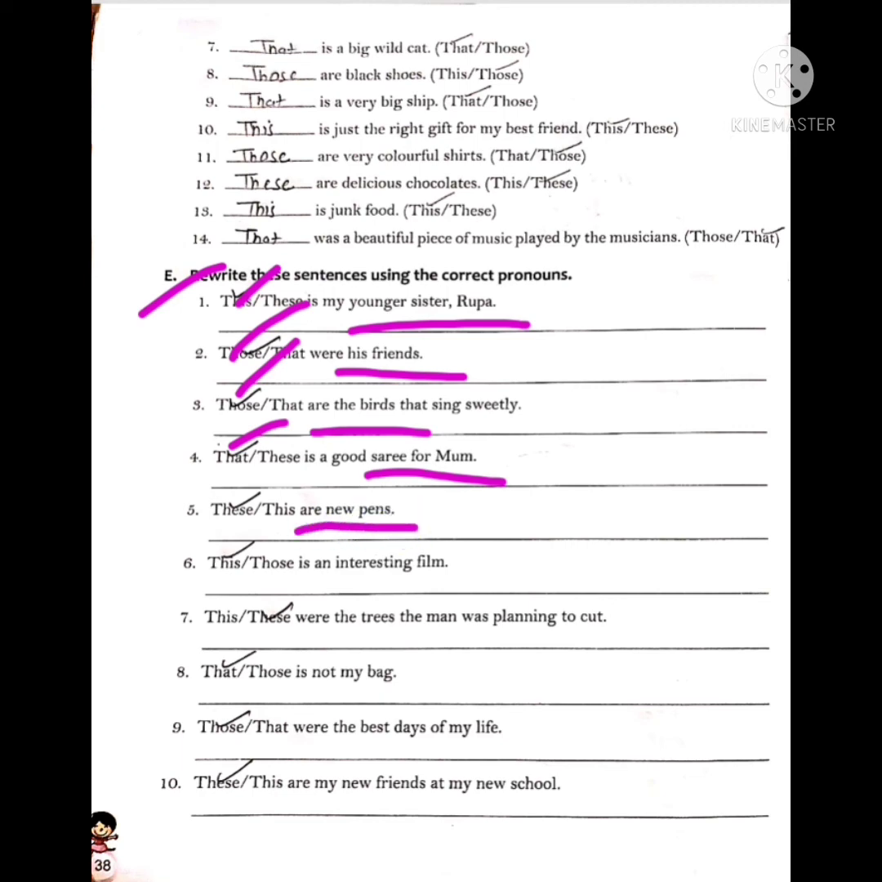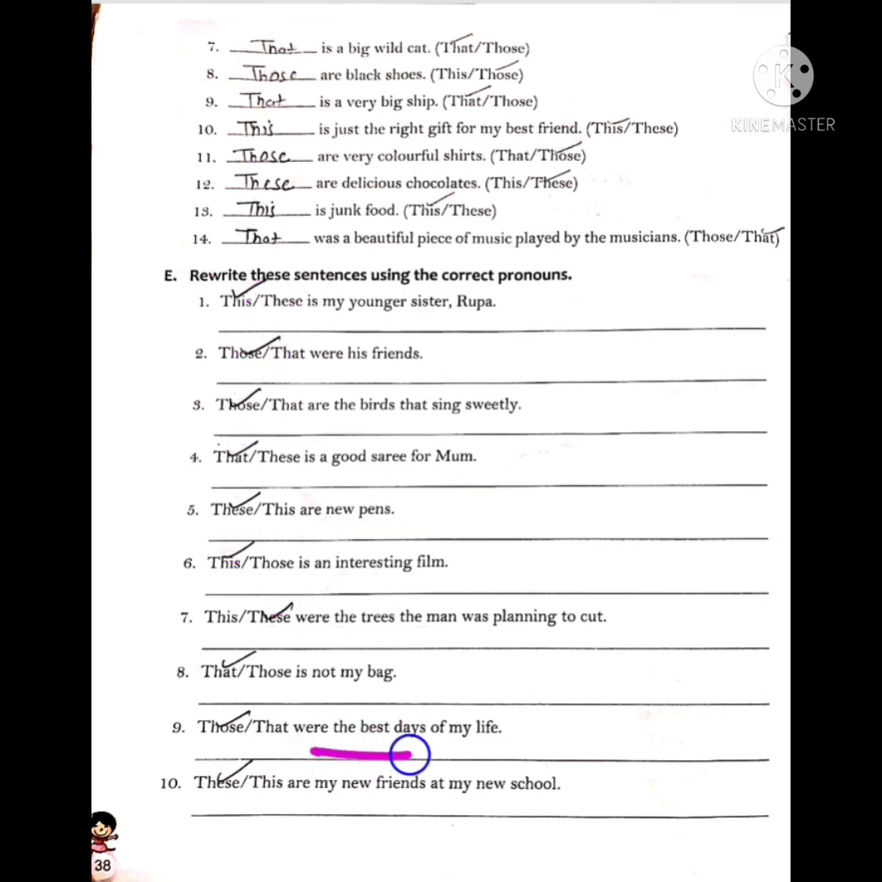Dash are new pants, again it is plural, so we use here these. Dash is an interesting film. It is one singular, so what we use here is this. Dash were the trees the man was planning to cut. Were the trees. It's plural, so these. Now the eighth one, dash is not my bag. It's singular, so we use here that. Dash were the best days of my life. No, were the best days. It's a plural word.